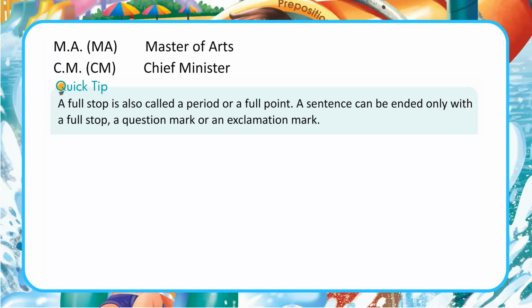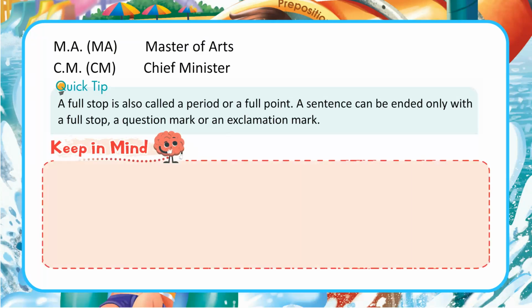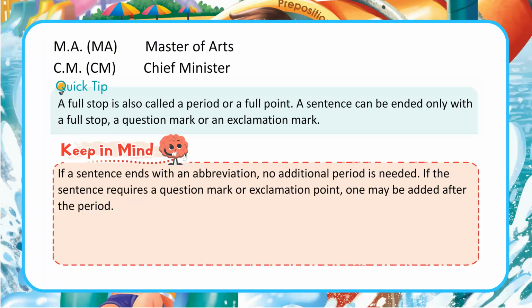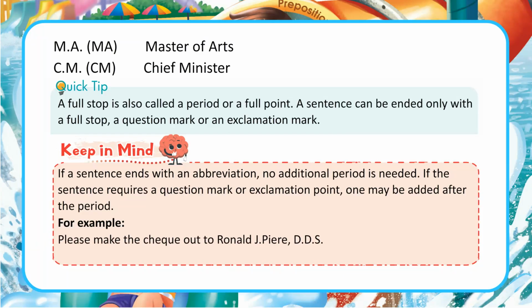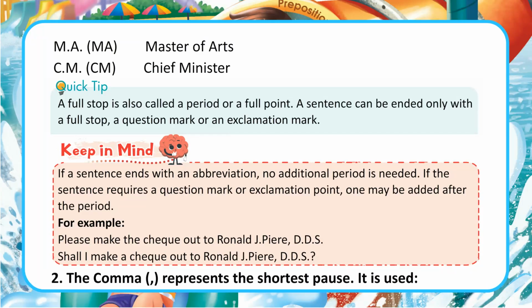A sentence can be ended only with a full stop, a question mark, or an exclamation mark. Keep in mind, if a sentence ends with an abbreviation, no additional period is needed. If the sentence requires a question mark or exclamation point, one may be added after the period. For example, please make the check out to Ronald J. Pierre, DDS. Shall I make a check out to Ronald J. Pierre, DDS?